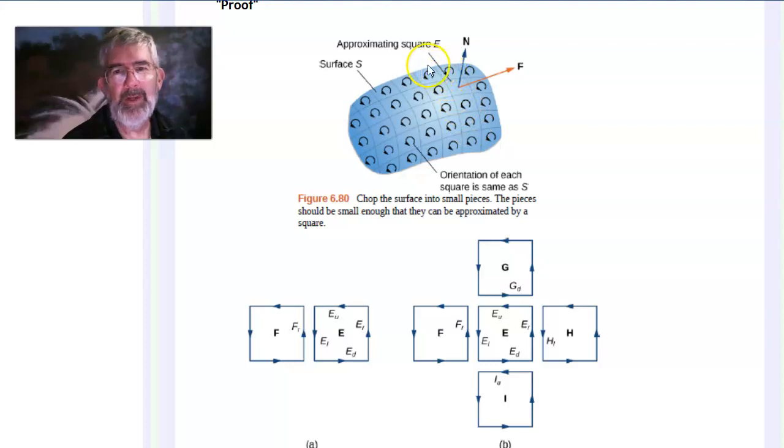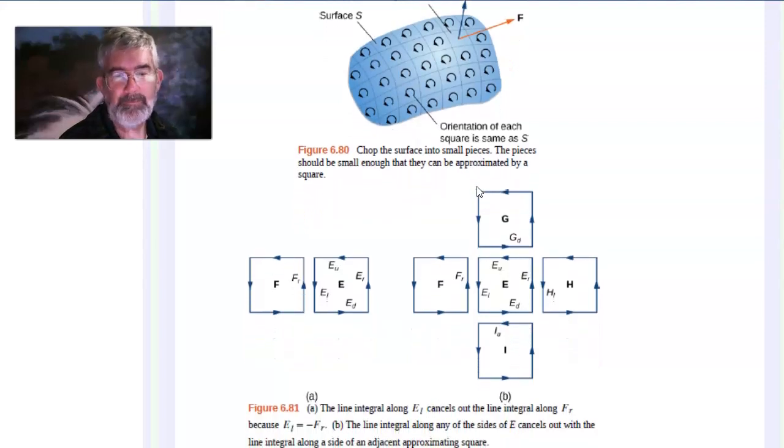And what you end up with is the only stuff that doesn't cancel out is the line integral around the outside. Okay, and that's the gist of the proof. It's not all the details.